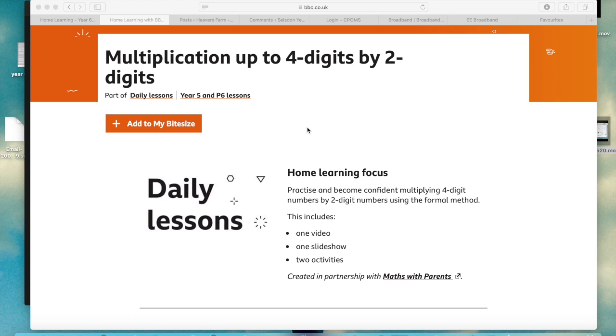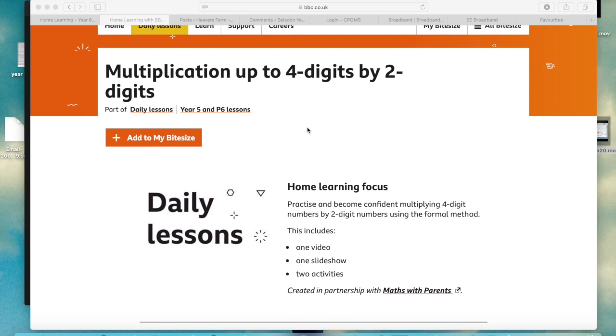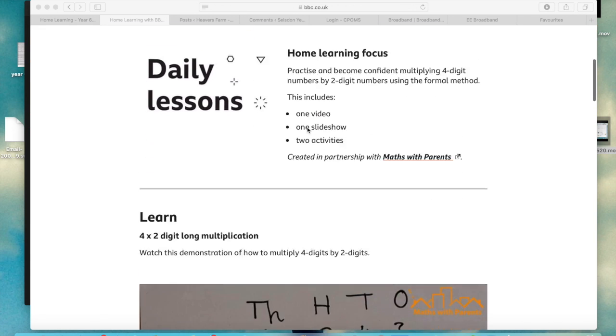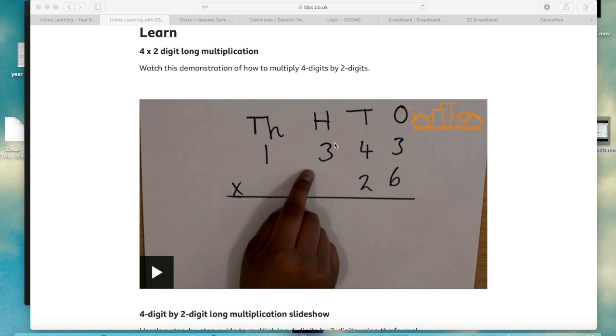Morning. What I'd like you to have a go at today is multiplying 4 digits by 2 digits. There is a section on the BBC website that I'll put a link to that has a short video that's just here that goes through the method of timesing a 4-digit number by a 2-digit number.